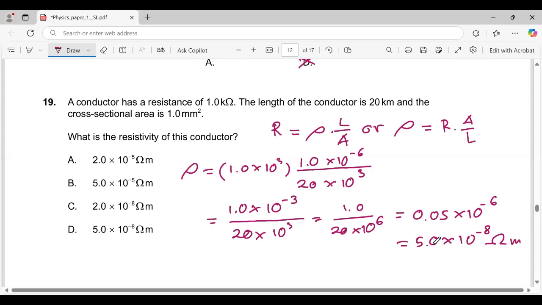Which one? 5 plus, oh, this one, B. So the answer is 5.0. Oh no, this one. This one. This is minus 8.